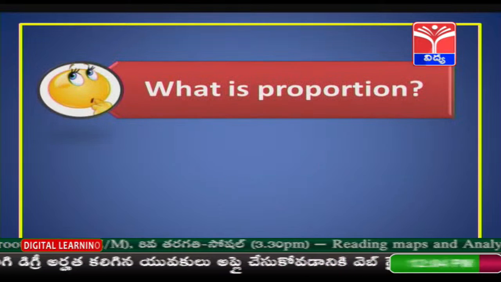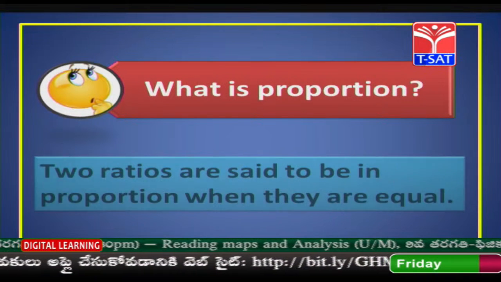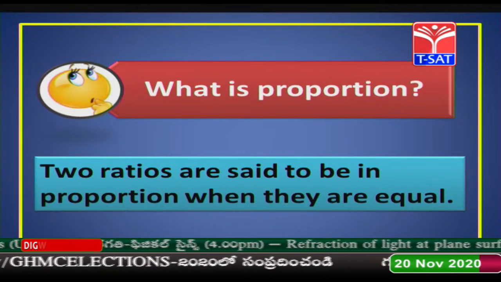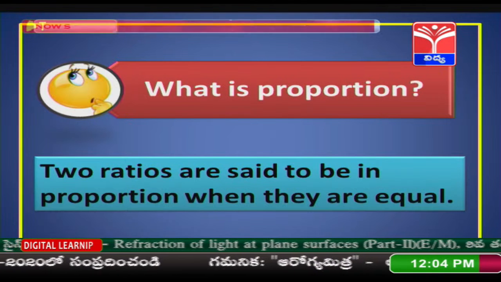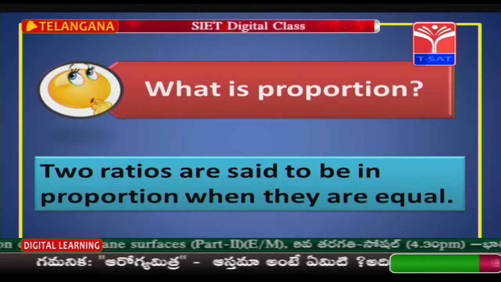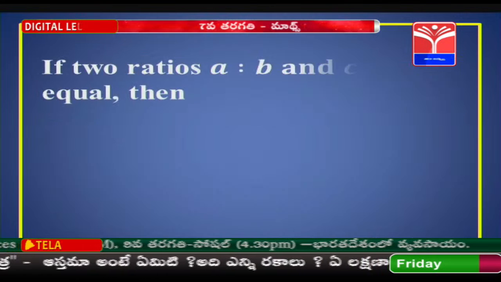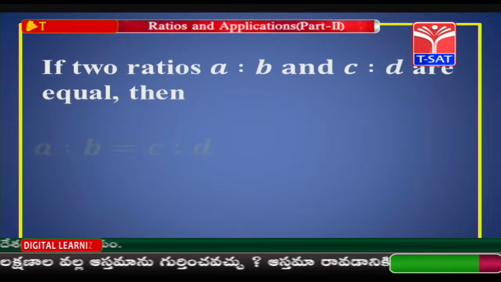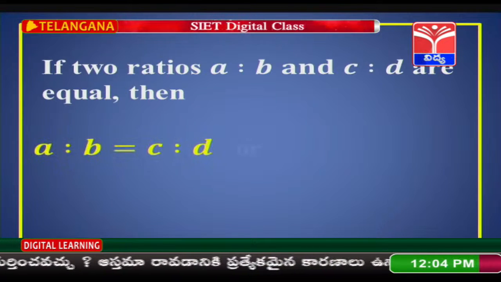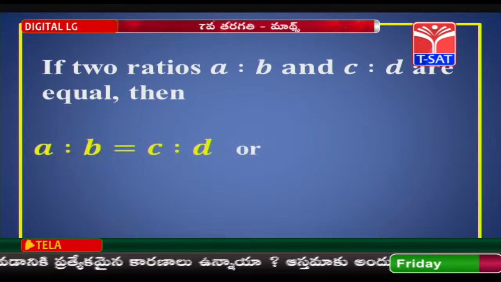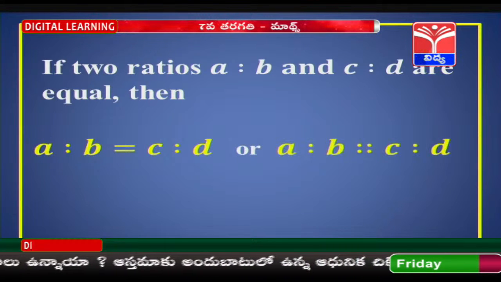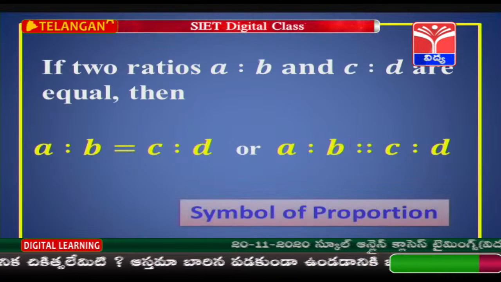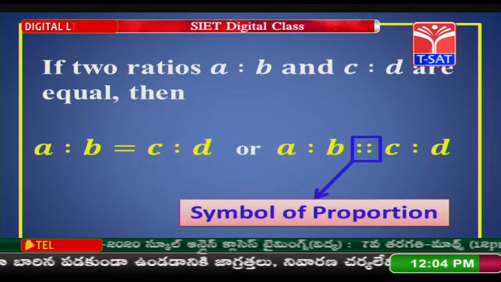Children, can you tell me what a proportion is? That is right. Two ratios are said to be in proportion when they are equal. That is, if two ratios are there, if they are equal, we say they are in proportion. Let us consider the ratios A is to B and C is to D which are equal. That is, A is to B equal to C is to D. The same thing we can write as shown. So, here the four dots or I can say two colon symbols represents the symbol of proportion.